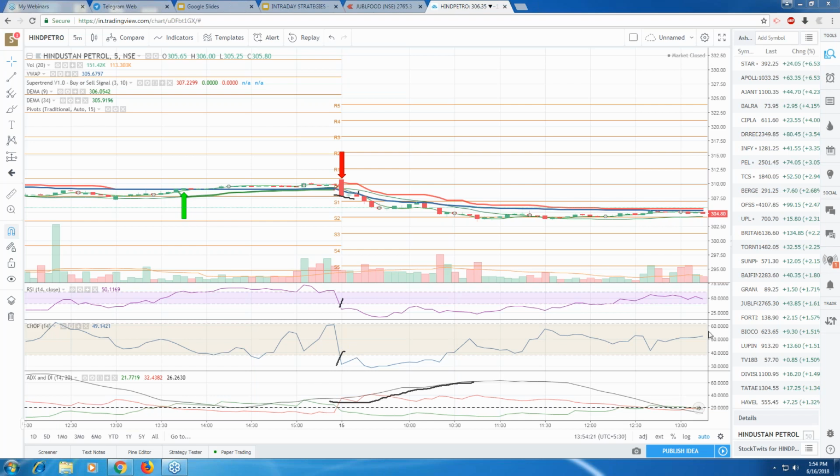Let me take a pen. Somewhere here I entered, which is 307, and I exited about 304 because it went down till about 303. I exited at about 304. So that was my trade in Hind Petro. Fine. So I'm going to record live trading sessions with you guys so that you can actually see this happening.